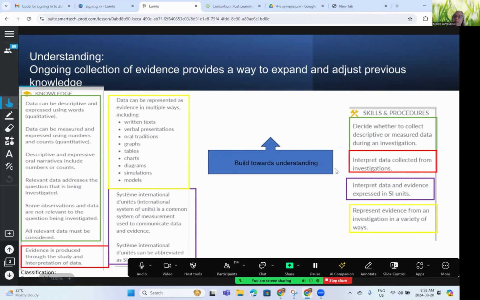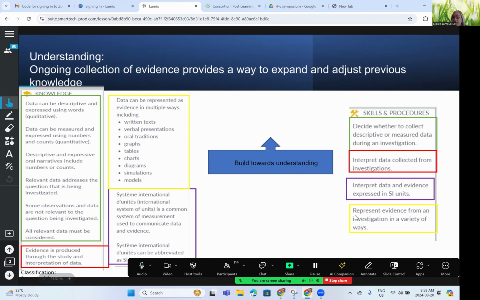Going back to the skills in red: interpret data collected from an investigation. This is a big highlight of what evidence is in the knowledge statement in red. Evidence is produced through interpretation of data. Now, if we look at purple in grade 4, they're introduced to the standard international units and interpret data using that. Then again, in purple in the knowledge statement, that is highlighted for us.